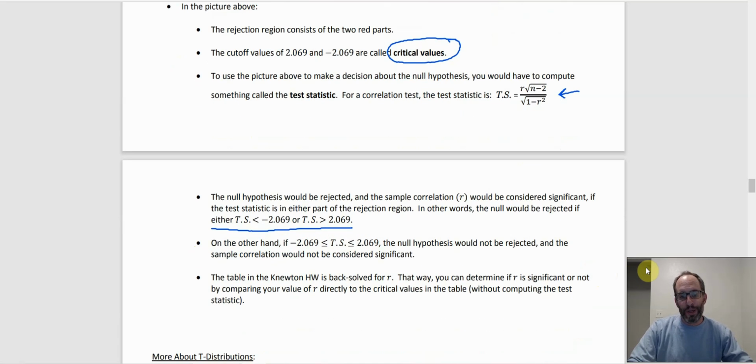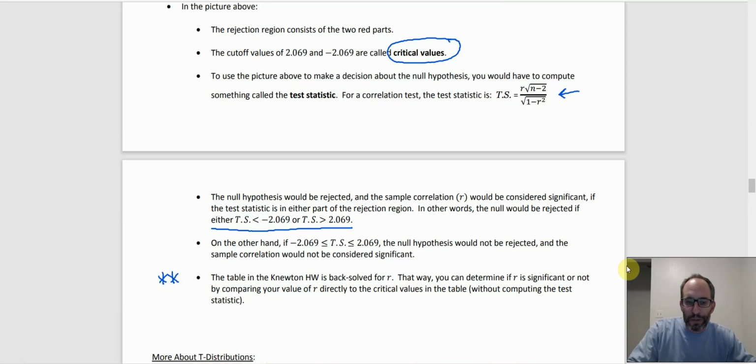So the table that we have in our homework, and this is an important point right here, is back solved for r. So instead of having to compute the test statistic and then compare that to the critical values that are in the table, it's back solved for r, so you can just look at your sample correlation and compare that to the critical values in the table.